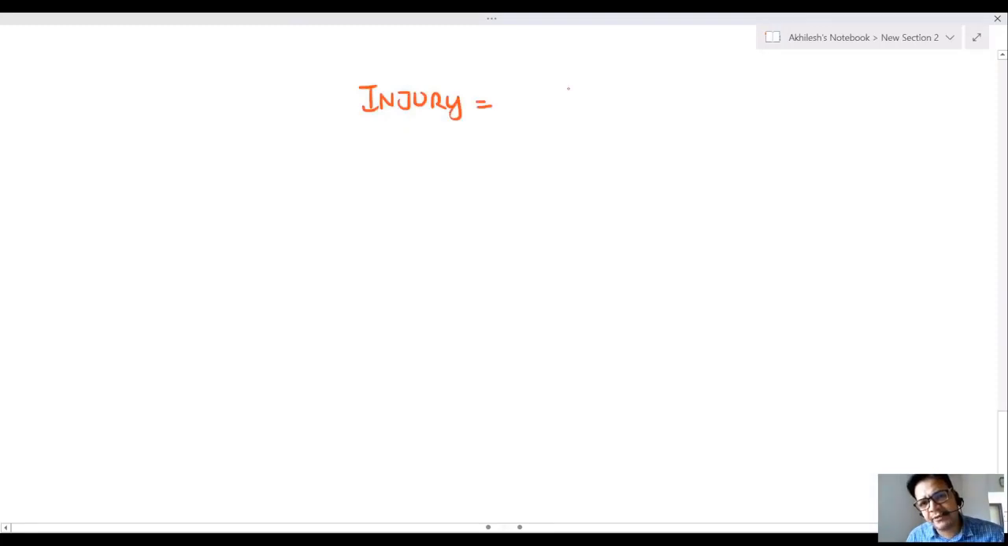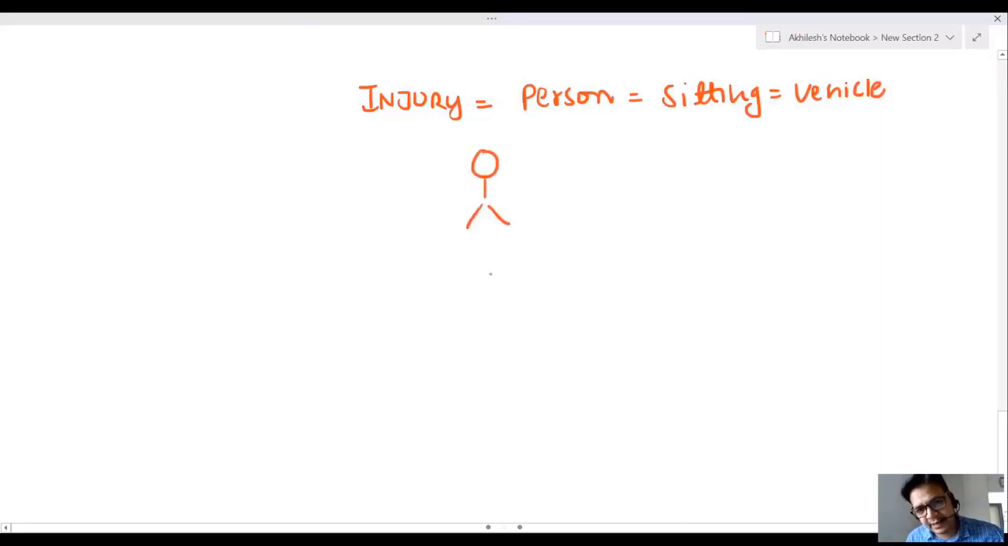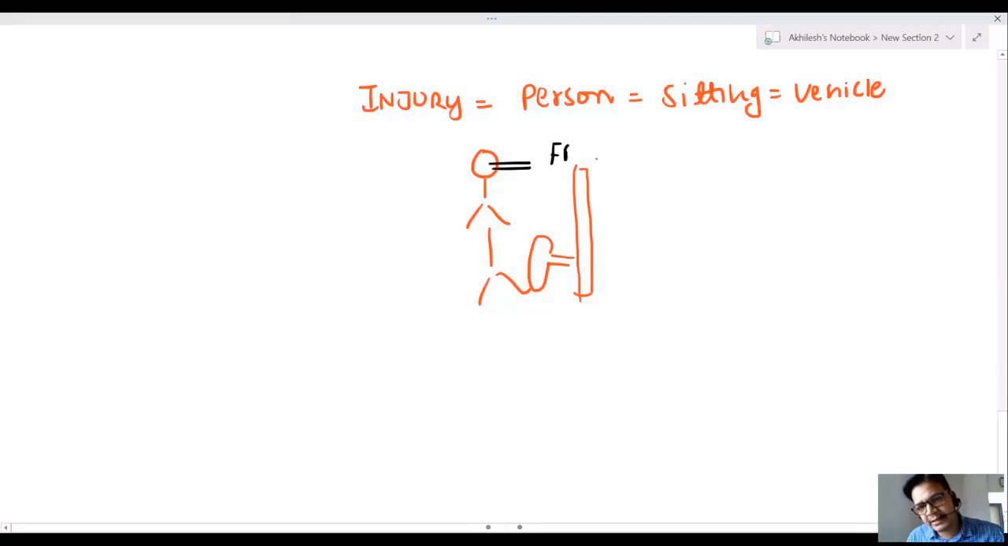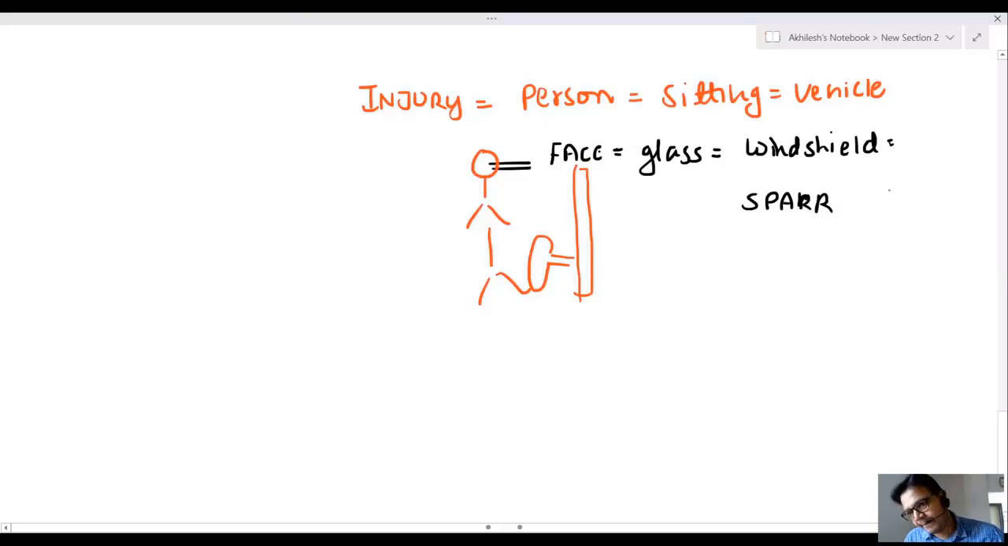Now, sir, injuries in a person sitting inside a vehicle. The person gets into an accident. See, this person is sitting inside a vehicle, this is a glass in front, this is the steering. What are the possible injuries? Sir, first, the face strikes the glass. This is known as windshield injury, and this is known as sparrow feet mark. Windshield injury causes sparrow feet marks.